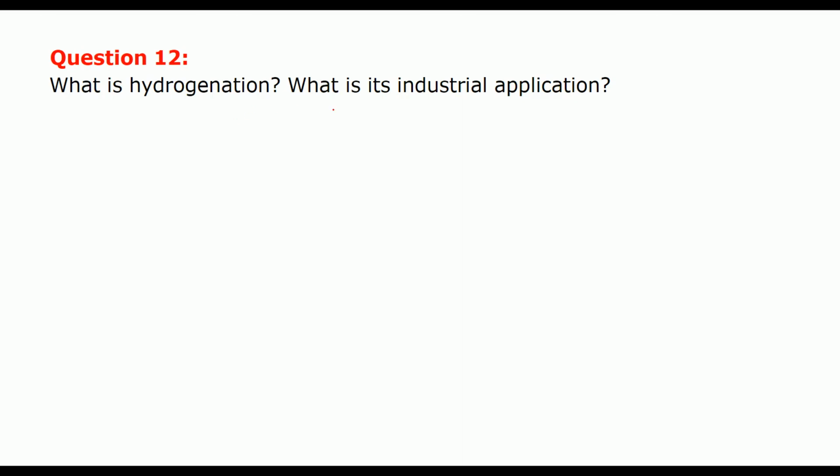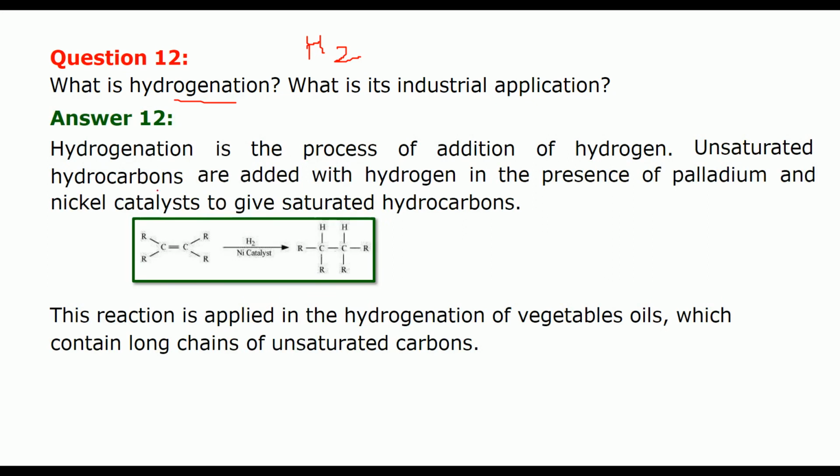What is hydrogenation and why is it important in industrial application? Hydrogenation, as the name suggests, is the addition of hydrogen. What happens here is that unsaturated hydrocarbons, as you see here, are added with hydrogen in the presence of a nickel catalyst, or it can be palladium, and it gives rise to saturated hydrocarbons. This reaction is applied to hydrogenation of vegetable oils, which contain long chains of unsaturated carbons.